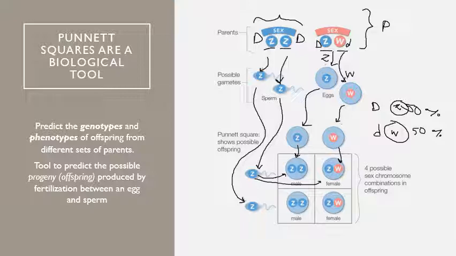I'm sure a lot of us have that experience of just randomly putting together these letters without the biological context. So it's important to remember what this is actually telling you about haploid gametes and diploid offspring. This is a tool to predict the possible progeny or offspring produced by fertilization between a sperm and an egg.